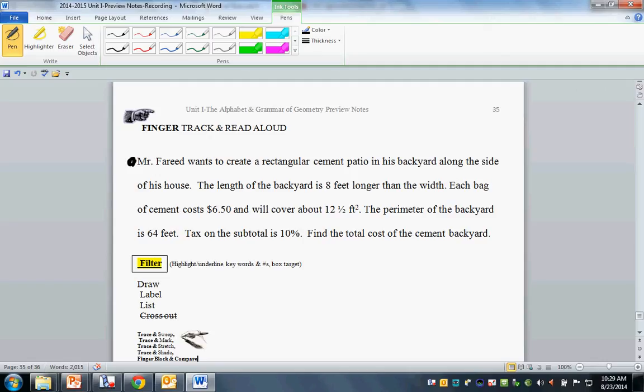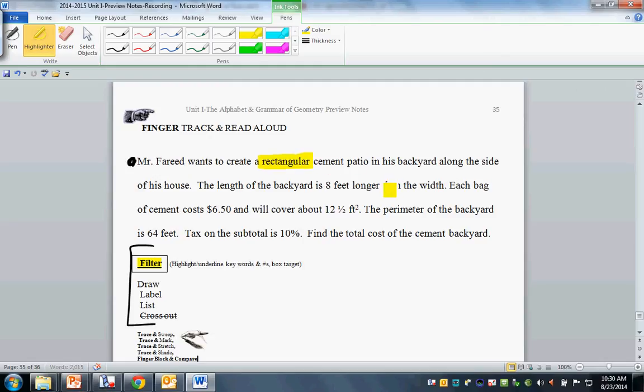Okay, after you finger track and read, you do this battery. Filter, draw, label, list, cross out. Say it with me. Filter, draw, label, list, cross out. Okay, so filter means you go back and you filter key pieces of information. Ready? Looks like this. Underline or highlight.